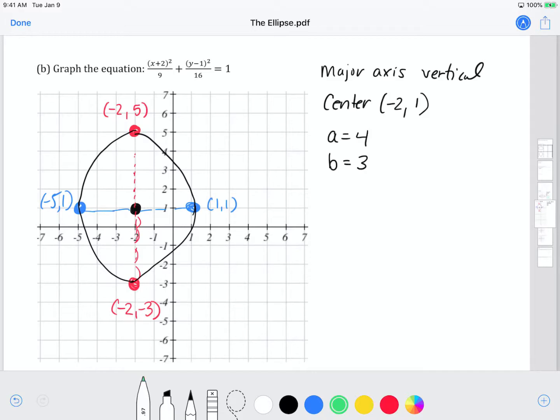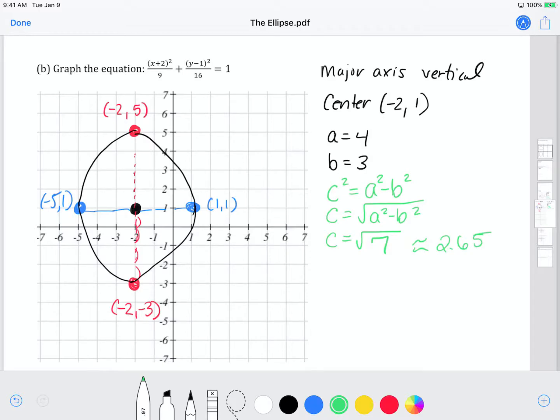If I wanted to find my focus points, I would use my formula. C squared is equal to a squared minus b squared, which would give me c is the square root of a squared minus b squared. So I would get the square root of 16 minus 9, which is the square root of 7. And if I find a decimal approximation for that, it would be about 2.65.